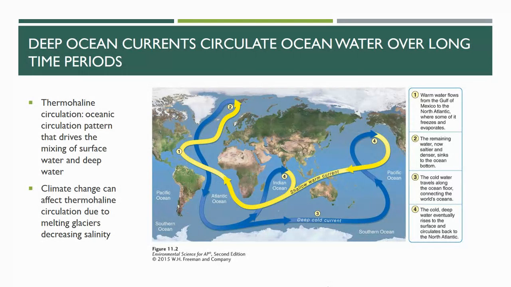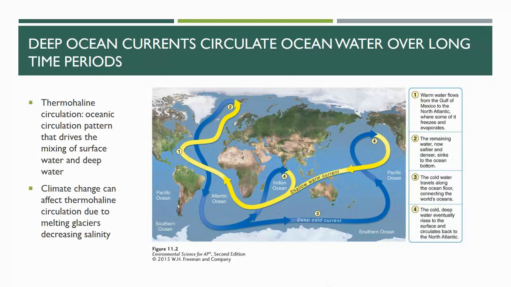We also need to look at thermohaline circulation, which is the oceanic circulation pattern that drives the mixing of surface water and deep water. So starting at place number 1 over here, which is relatively close to the east coast of the United States, maybe Florida-ish, warm water flows from the Gulf of Mexico to the North Atlantic, where some of it freezes and evaporates.